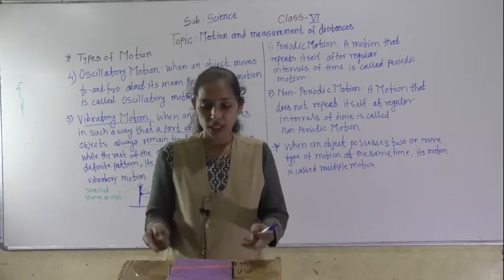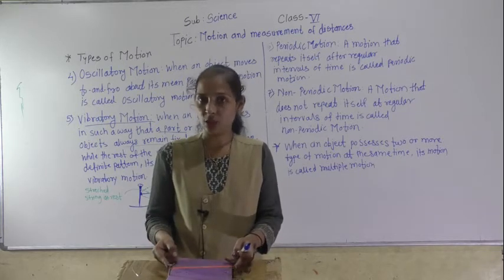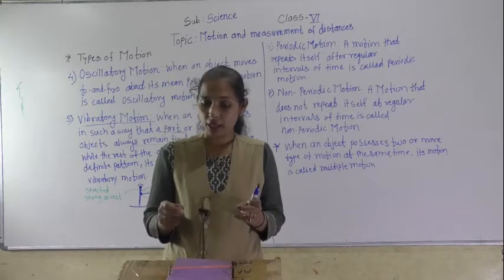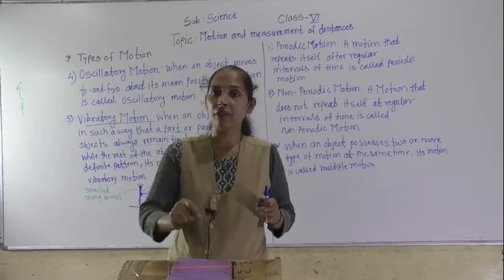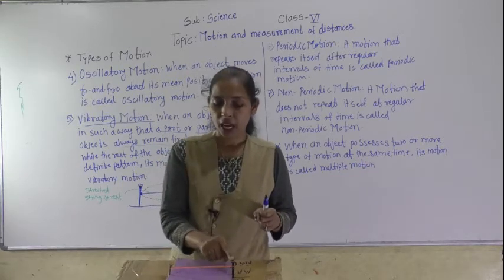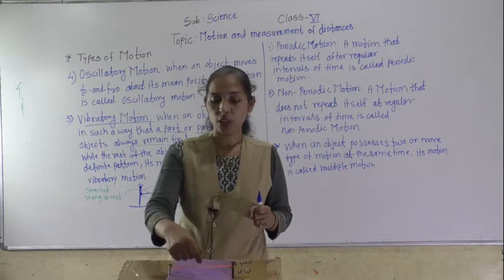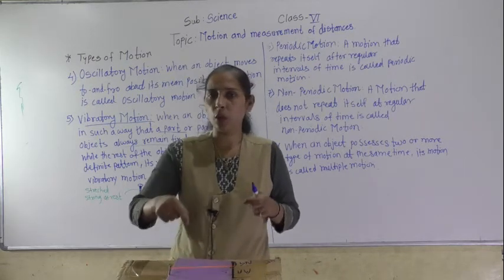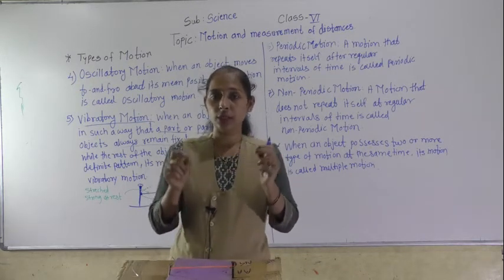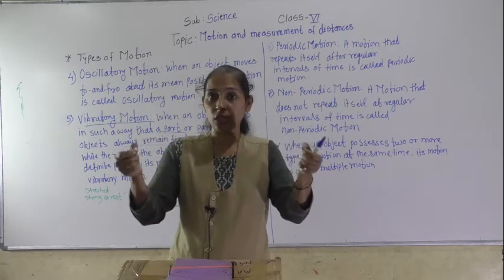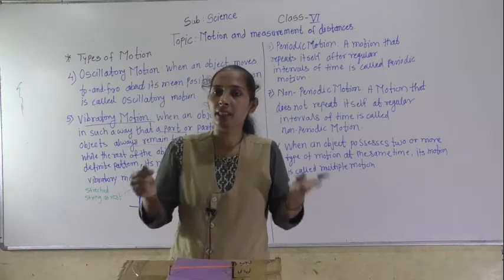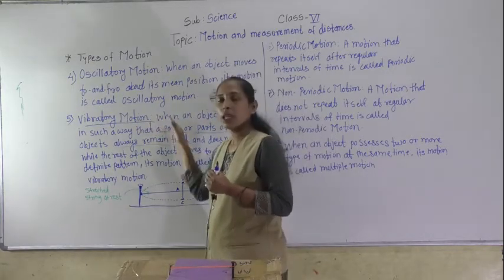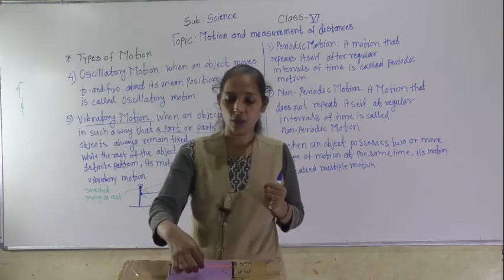See, these two ends of this string remain fixed, but the remaining whole portion of the string is showing movement in a definite pattern. That motion is called oscillatory motion. This experiment you can also do at home. Just tell your parents to hold one string straight and pluck it, then it will show the to and fro movement. That is nothing but vibratory motion.